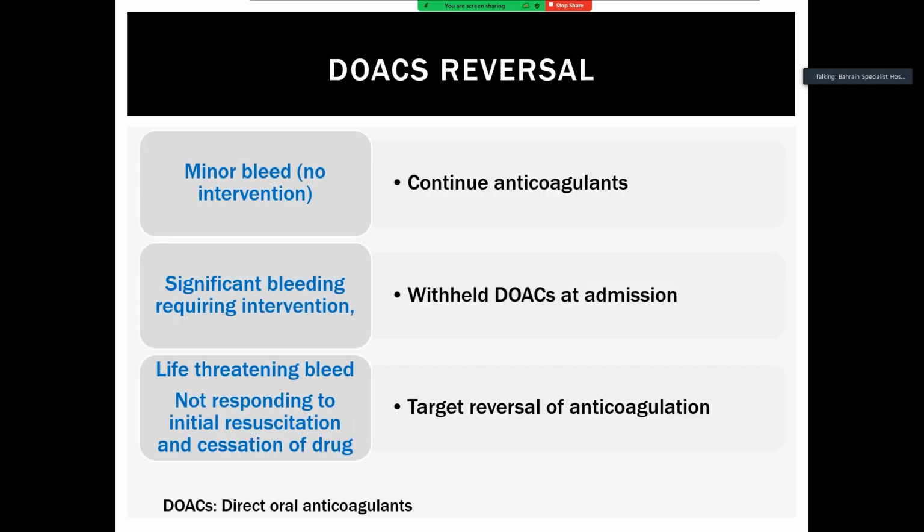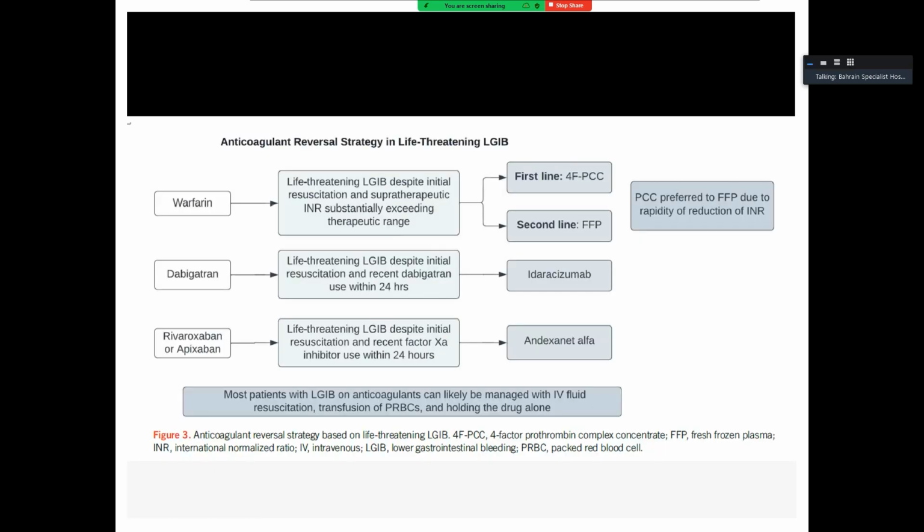In case of direct oral anticoagulants, which are commonly used nowadays, the criteria are the same. In case of minor bleed, we will continue. In case of significant bleed, we will hold. And in case of life-threatening bleed where the patient has not responded to resuscitation and stopping of the drug, then we need to target reversal of anticoagulants. This is a summary slide in which I will be calling the targeted reversal. In case of direct oral anticoagulant like dabigatran, the reversal agent is idarucizumab, while in case of rivaroxaban or apixaban, the agent is andexanet.